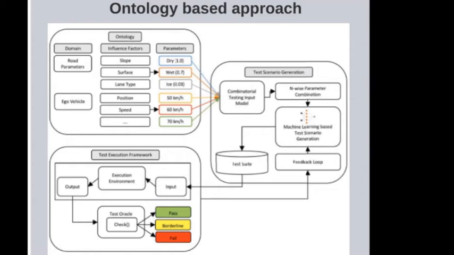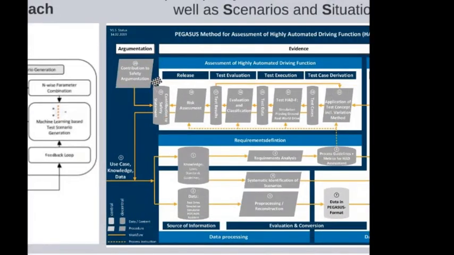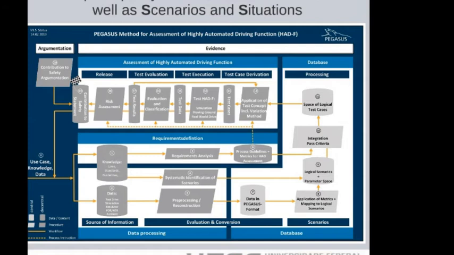And they use machine learning to combine a lot of different parameters with different values, because if you do this manually, it will take many years. Also, a very important method that the automotive industry has joined efforts to develop is the Pegasus method.